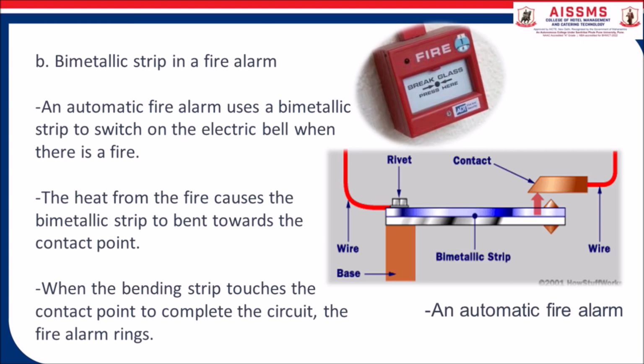So you must be wondering how the fire alarm rings when there is a fire. You can see in this particular diagram the working of an automatic fire alarm system where a bimetallic strip is used. Another example is the bimetallic strip as a thermostat.